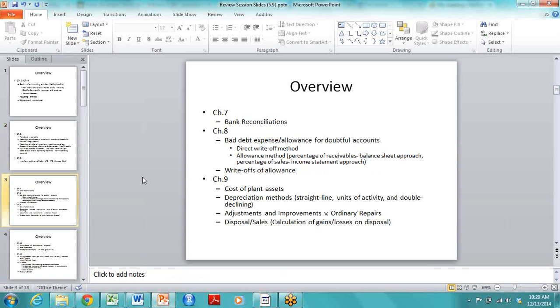Chapter 7, I think that was kind of one of the shorter chapters, and I think the biggest thing that is covered in there is bank reconciliations. So I would definitely know bank reconciliations and make sure that you understand the components.